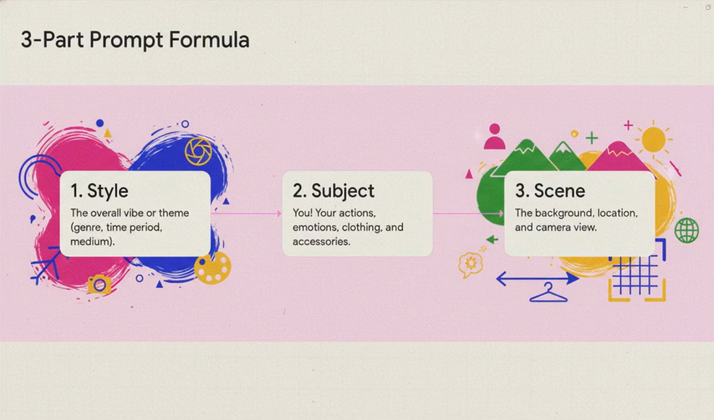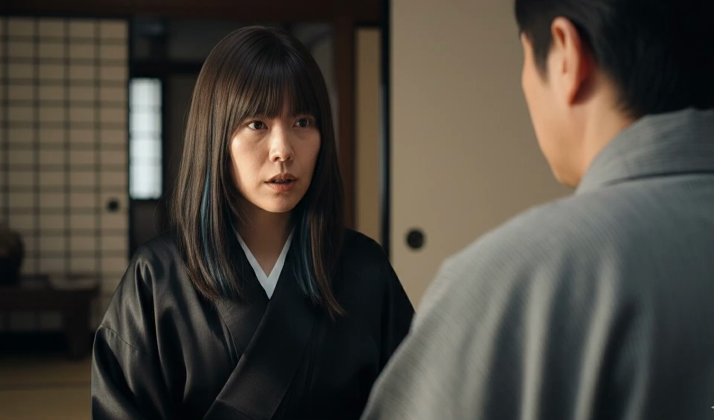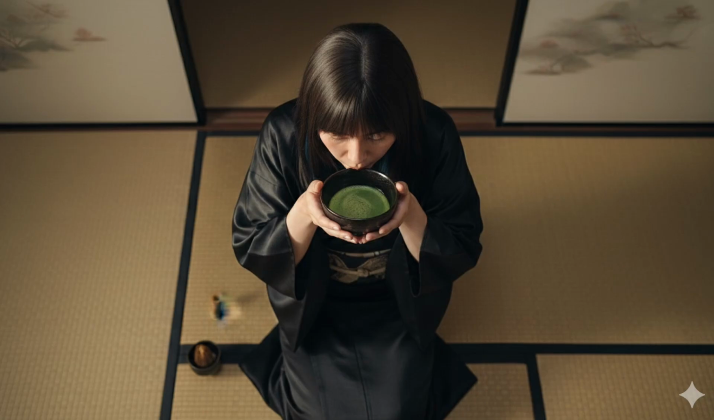The last part of the prompt formula is the scenery and the effects. You want to describe the background or the location of that image. You can also specify what the camera is doing. Is it a close-up shot, over-the-shoulder shot, or a top-down view of the character?